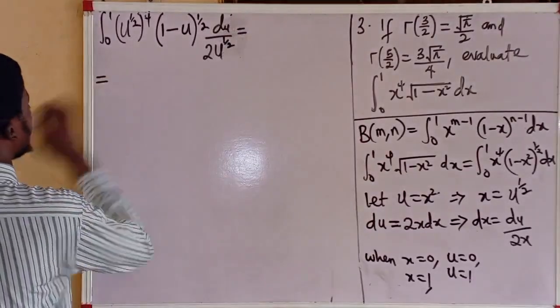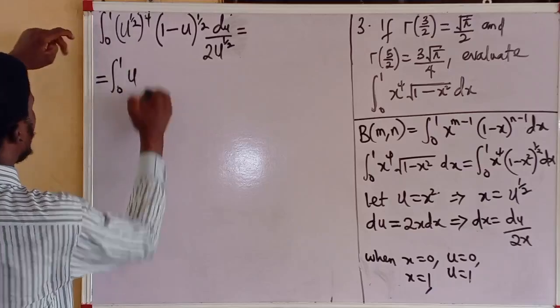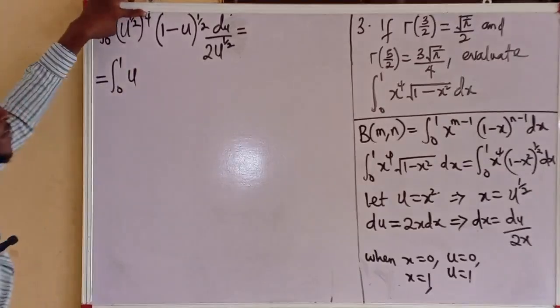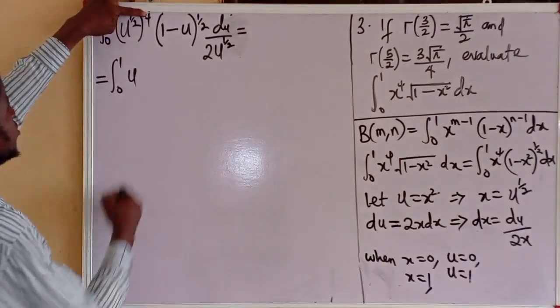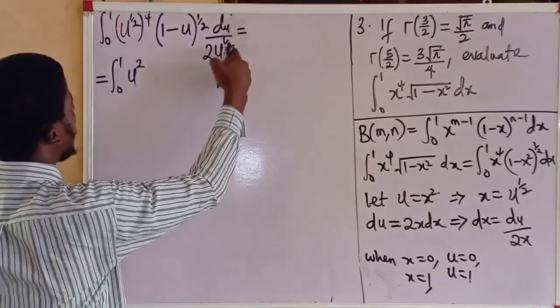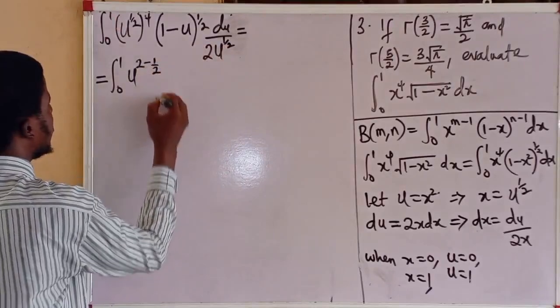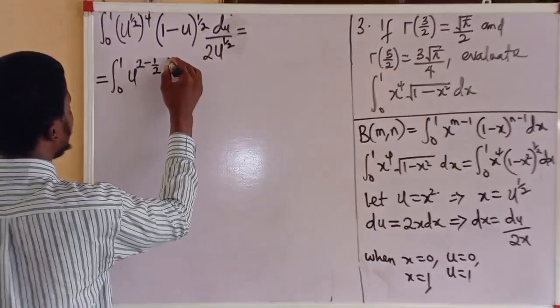So this integral is equal to the integral from 0 to 1. Then we have u to the power of 1 over 2 times 4 is 4 over 2, which is 2. Alright, u to the power of 2. Okay, let's simplify these two together. I have u to the power of 1 over 2 here, so I will subtract that power.